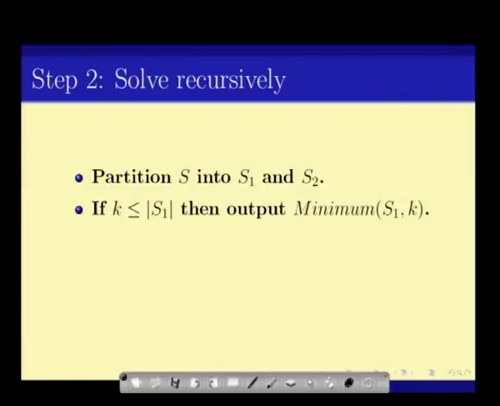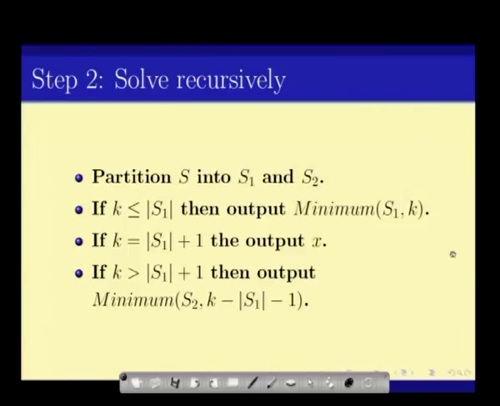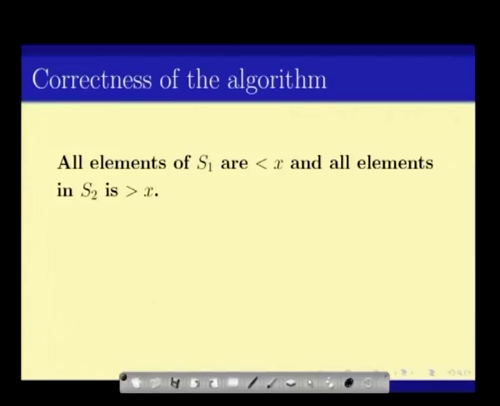If k is less than the size of S1, then we output Min(S1, k). If k is exactly S1 plus 1, we output the pivot itself, and if k is greater than S1 plus 1, we output Min(S2, k minus S1 minus 1). The algorithm is kind of simple. All that we are doing is trying to find a pivot such that we can split this set S into good subproblems.